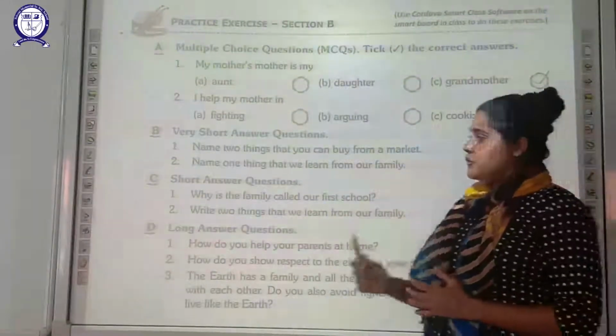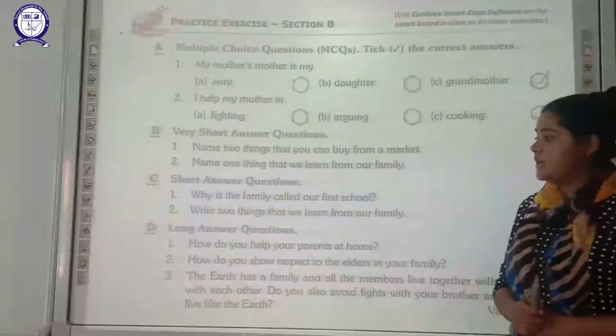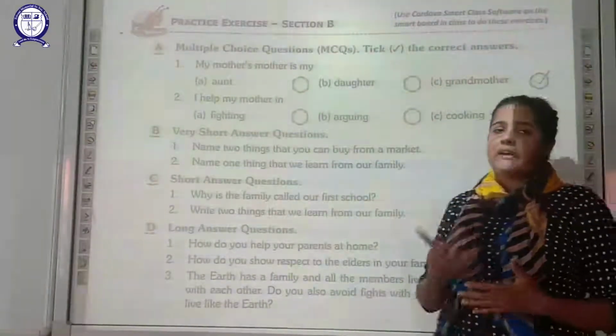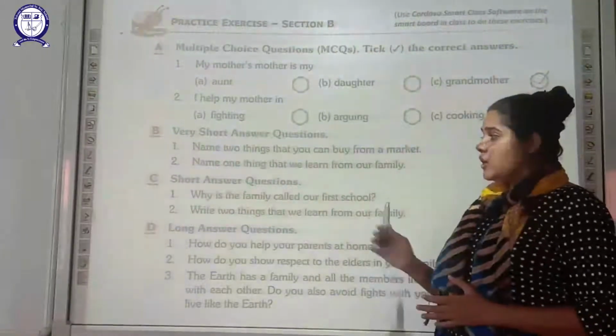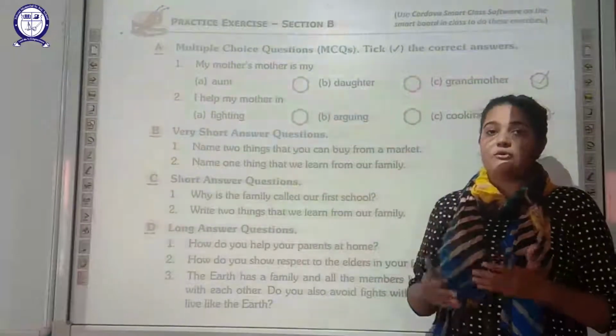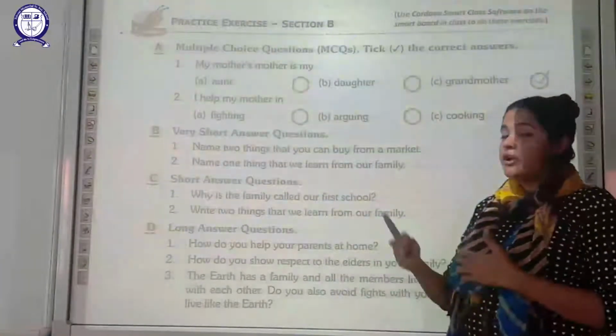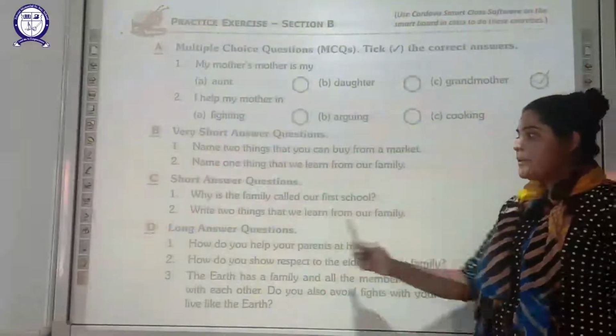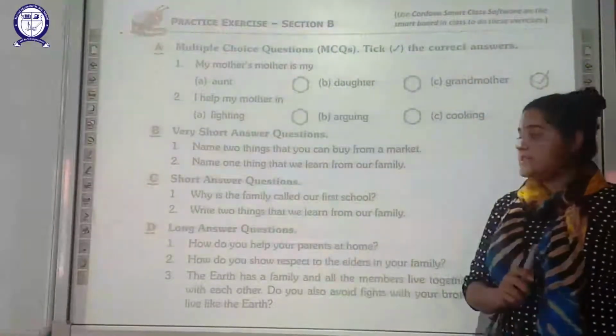The next type of question is the short answer type of question. Firstly, why is family considered our first school? Why do we consider our family as the first school? Because we learn many things from our family members much before we learn them from somewhere else, or before we start going to school. We learn many basic things. That is why the family is considered as our first school.